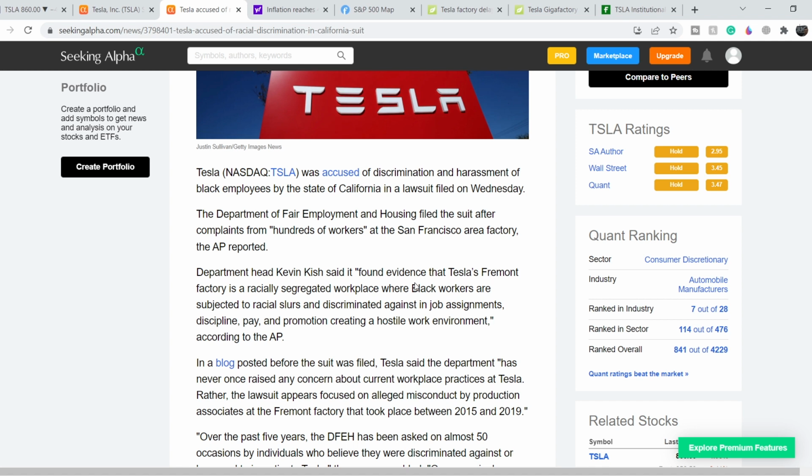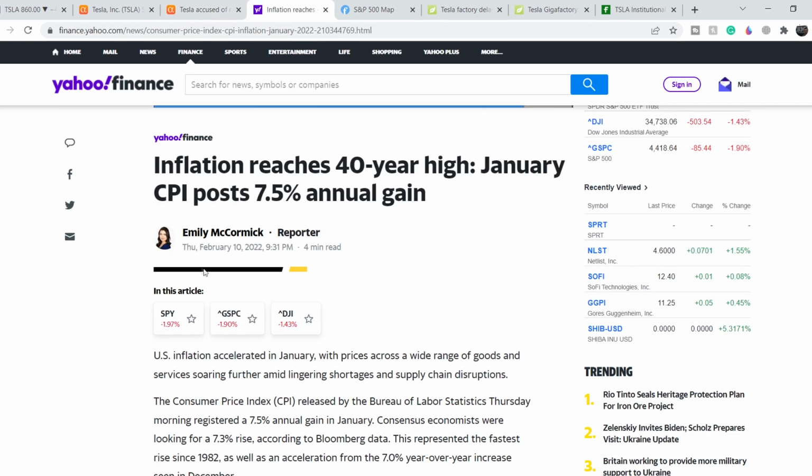And I have to say that most likely this news wasn't directly reflected in the movement of Tesla stock to the downside, because we have, in my opinion, much more important fundamental news that drives the price of entire markets down. And first of all, let me show you this. On February the 10th, we have this article: inflation reaches 40-year high, January CPI posts 7.5% annual gain.